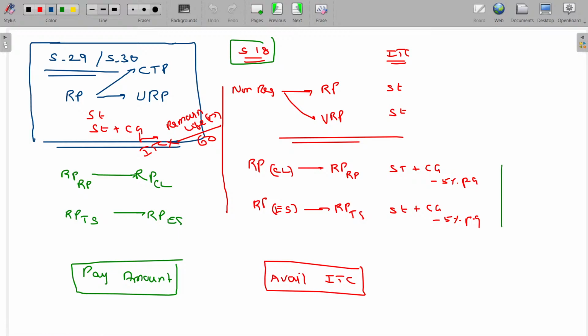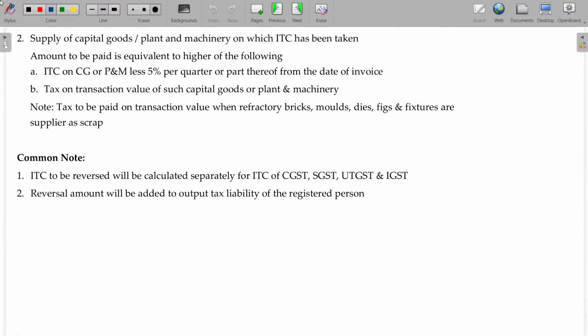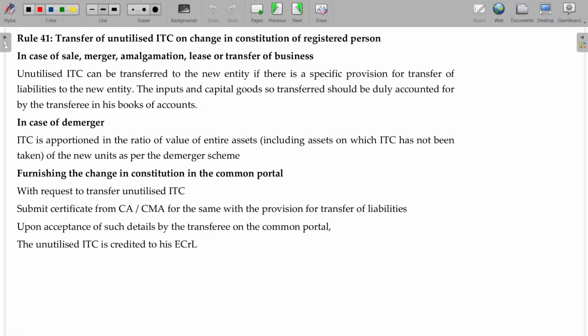Now, supply of capital goods, plant and machinery on which ITC has been taken. Already we discussed. So capital goods and plant and machinery, you are supplying that. Already we discussed, so you can skip this. And this one also we completed. Unutilized ITC transfer. See, though there we have studied the sections, here we refer to the rules. While teaching the section itself, I incorporated the rules, so you don't need to study it separately.